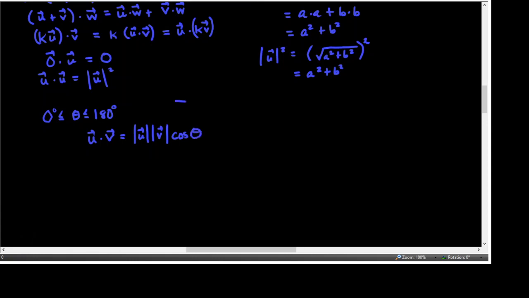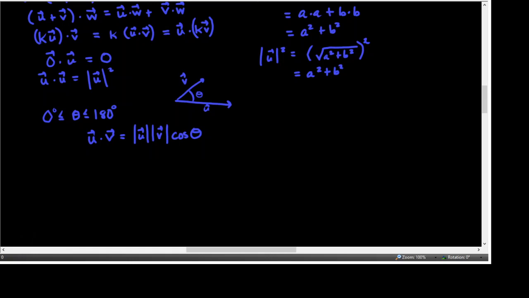Okay, so we've got some vector, say this is u, and another vector, let's say this is v, and this is theta. Then the dot product is going to give you the length of one side of the angle times the side length of the other angle times the cosine of the angle between them.